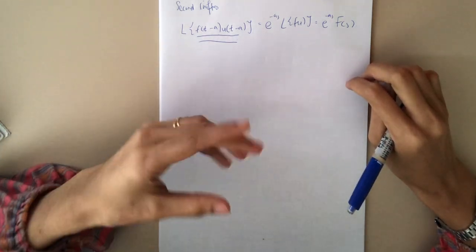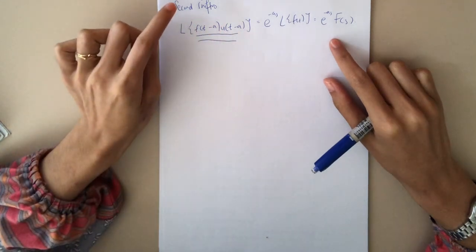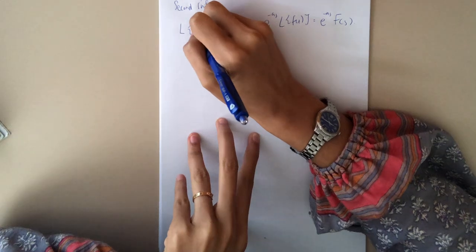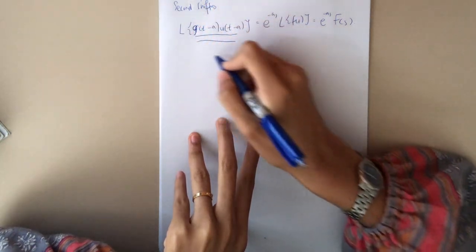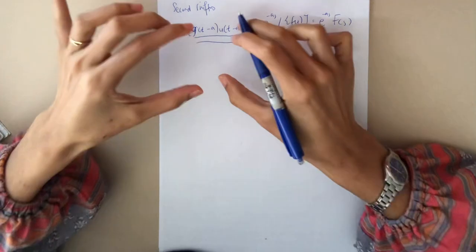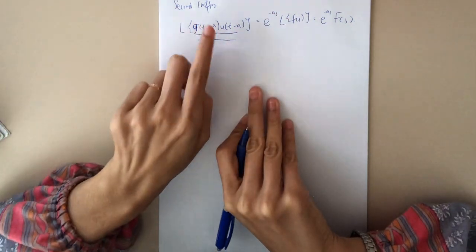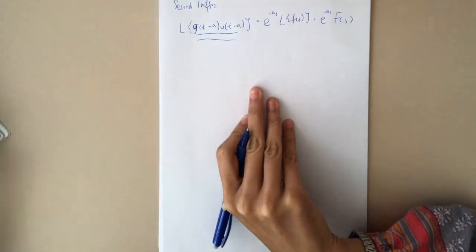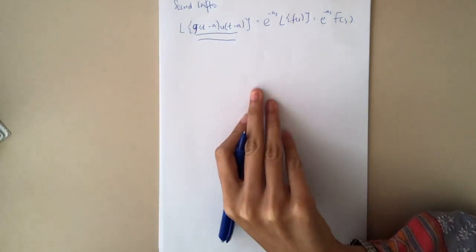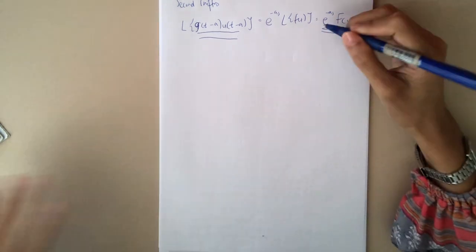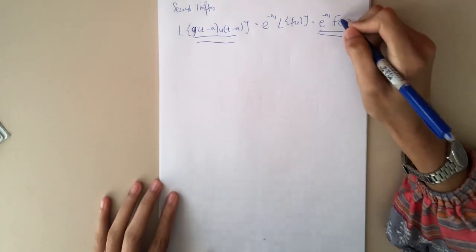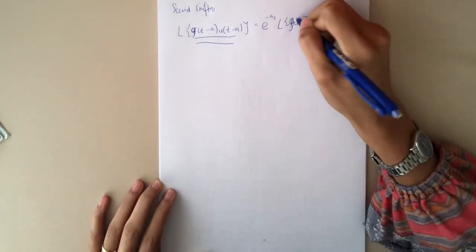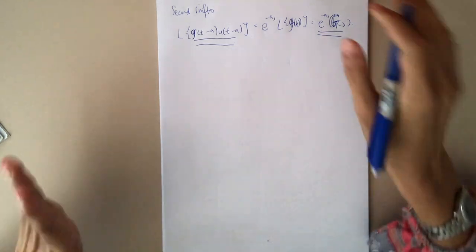But what's the pattern? We apply second shifting when we get this form. I will use g here, because the whole thing is your f(t). So now your f(t) is in terms of g(t minus a) times u(t minus a). Then you need to apply second shifting, and the final answer is given by this. I think this is G(s), and this is g(t).